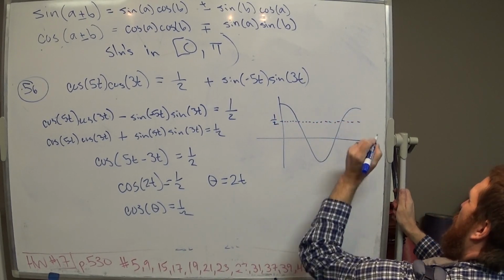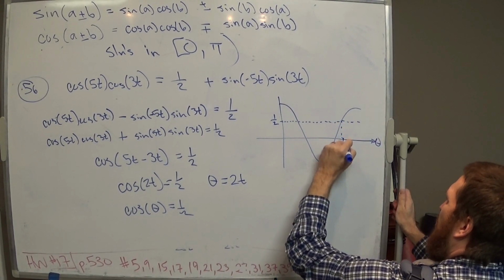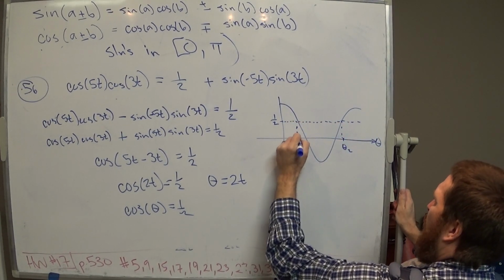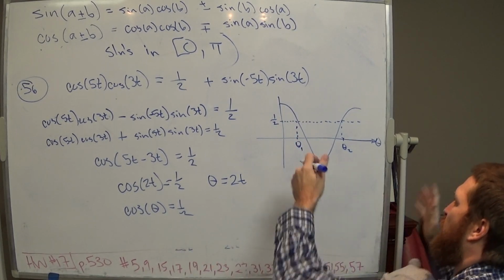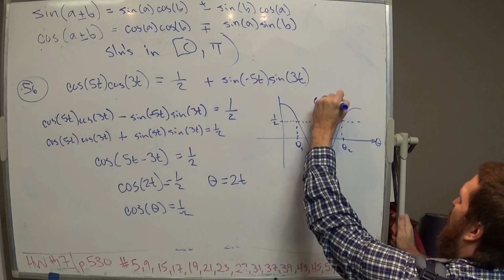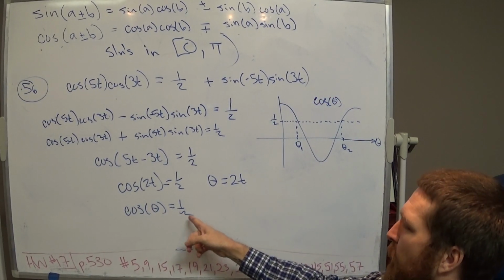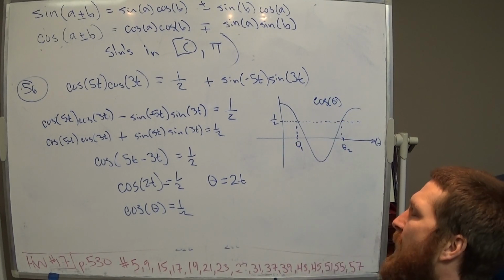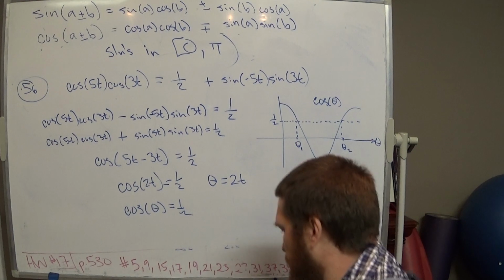We're finding the two values of theta, right? There should be two values of theta, theta 2 and theta 1, for which this is true. What I've just graphed here is cosine theta. And we're asking, when does cosine theta give you an output of 1/2? There's two places where that happens. What's that one? Pi over 3.